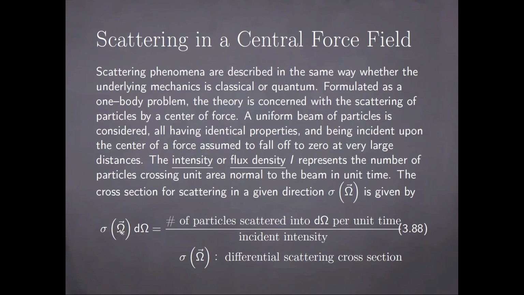Sigma of direction omega is the differential scattering cross-section, and d omega is a differential of the solid angle, and their product is equal to the ratio between the number of particles scattered into the solid angle d omega per unit time and the incident intensity.